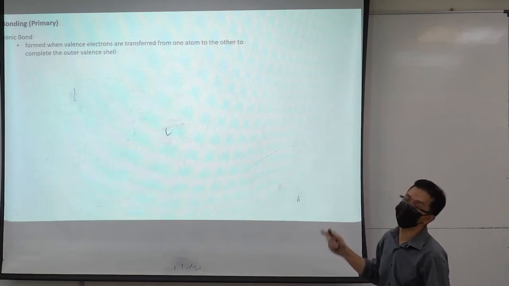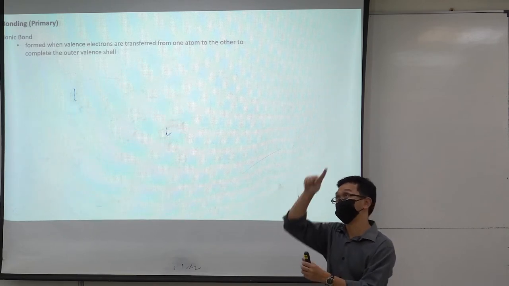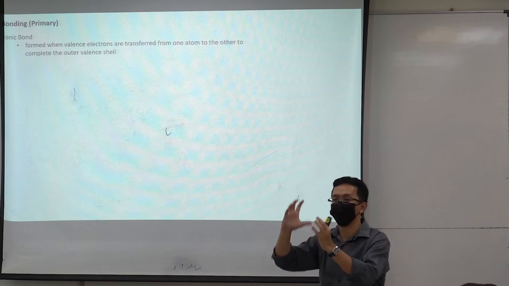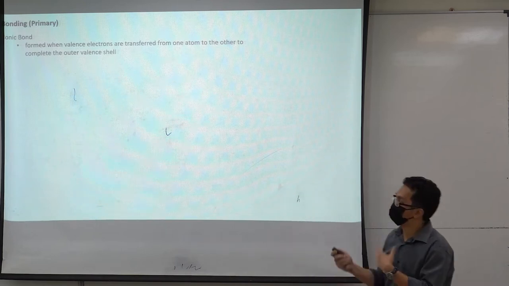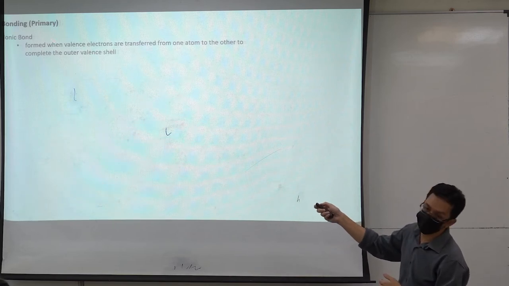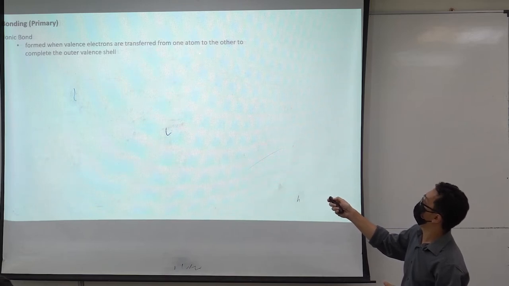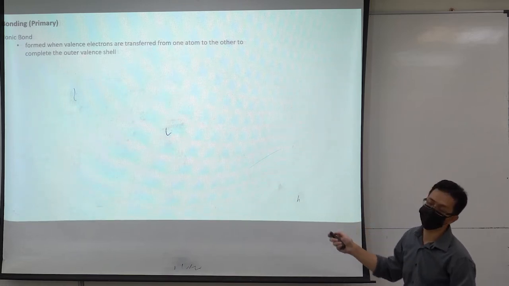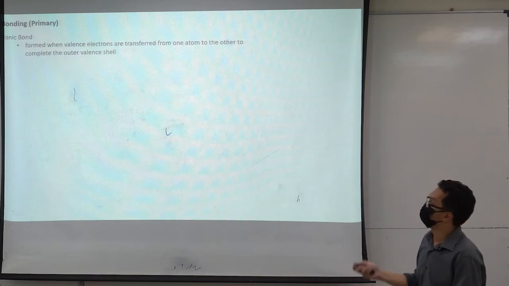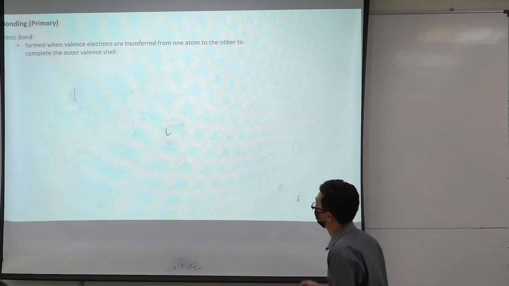So the key word here is valence electron. Remember, when you have the atom, what moves is whatever is outside. The electron inside the shell, what we call the lower subshell, doesn't really get involved in everyday reaction. So only the valence electron moves. So ionic bond happens when valence electrons are transferred from one atom to the other to complete the outer valence shell. This is the reason why atoms make bonding. They want to fulfill the octet rule, which we already covered in last class.